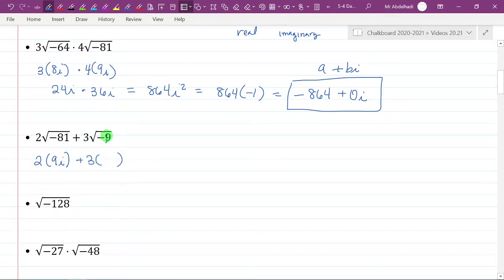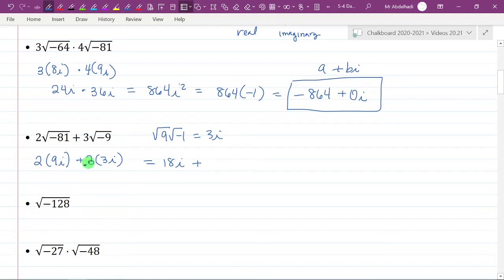Take a wild guess. Well, take the square root of 9, it's 3, and then this is going to create an i. So even without breaking it down to positive 9 and negative 1, you can see this is going to be 3i, right? So there you go. And now simplify. This is going to be 18i right here, right? 2 times 9i is 18i.